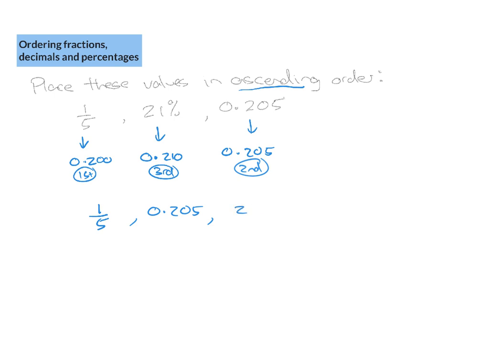You will get marks for doing the conversions into decimal form, and then you get another mark for putting them in the correct order. So make sure you write down these equivalents first before you order them.